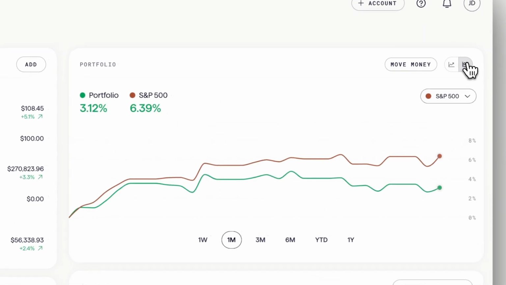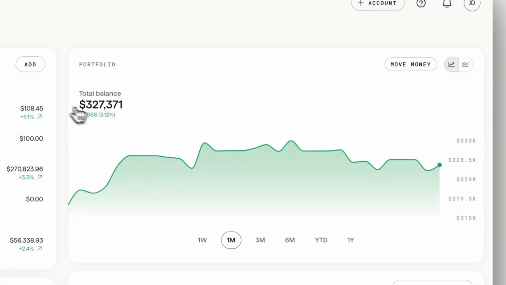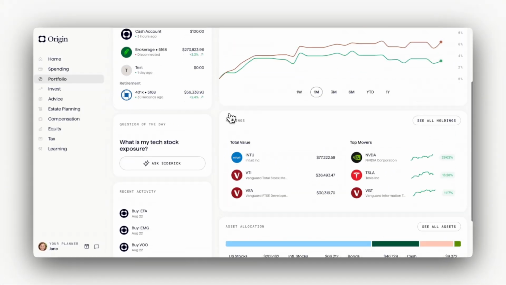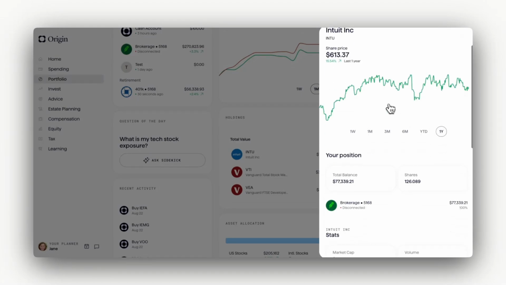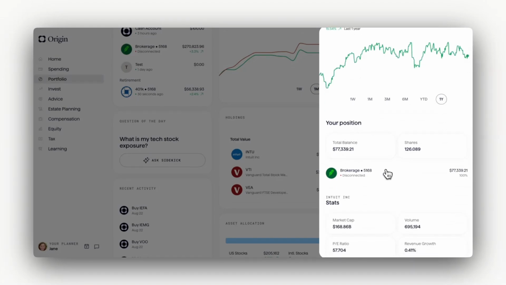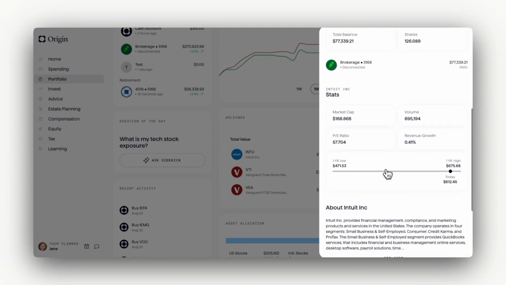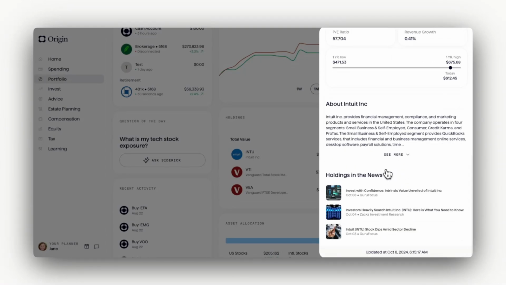Within this product, you can compare your portfolio to benchmarks. You can also dig into individual holdings and understand how that performance of the holding has been over the past year, what accounts you hold that holding in, stats about that company, and even recent news that we have around that holding.